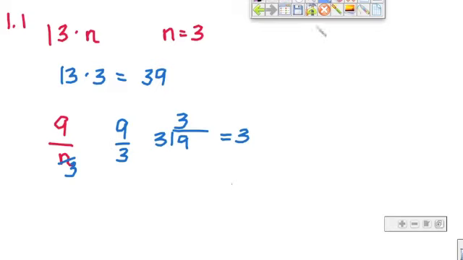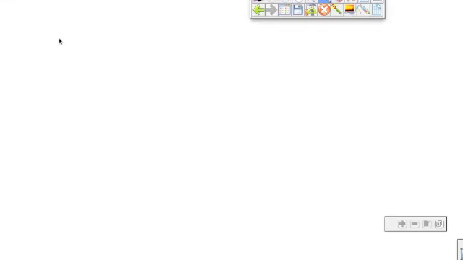Okay, let's try a subtraction problem. Let's say we had n take away 1, and again, n is still equal to 3. So instead of writing n, I'm now going to write 3. So it's 3 take away 1, which is going to give us 2. All right, now those are easy ones. So let's move on to something a little bit more difficult.